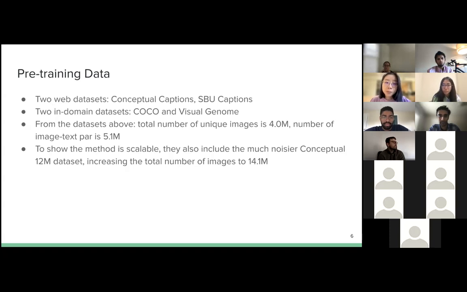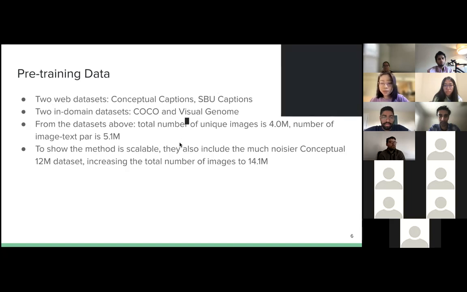And I think because they also want to show that their method scales with larger training data size, they also did experiments on a larger data set, which includes the much noisier Conceptual 12 Million data set, which puts our total number of images at 14 million compared to the 4 million images from the 4 main data sets above. And now we're going to dive into the training method.